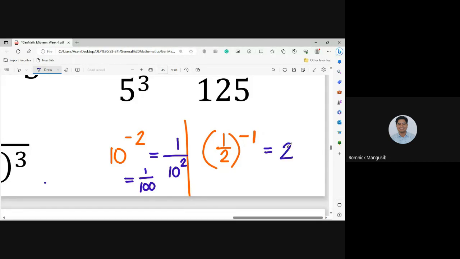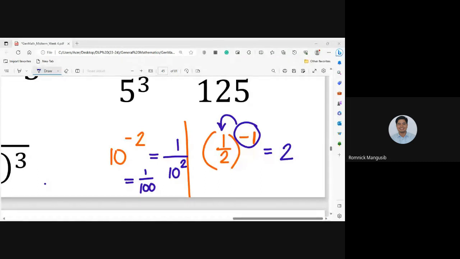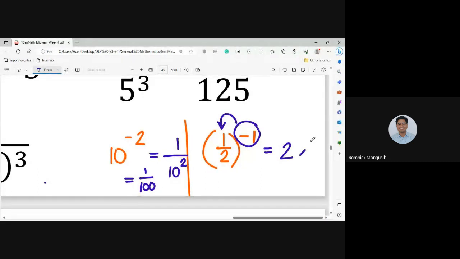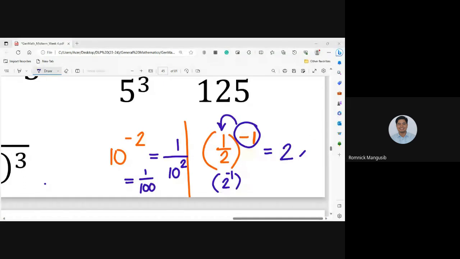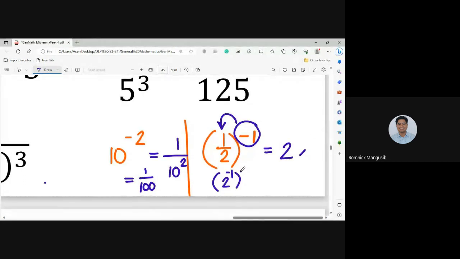The other number, 1/2 raised to negative 1, okay, is equal to 2. Correct. Pero paano nangyari yan, class? Itong si negative 1, inuutusan niya lang si 1/2 na kunin ang kanyang reciprocal, which is 2. So the answer is 2. Okay? Pwede din naman nito. 2, di ba si 1/2 is equal to 2 raised to negative 1. O may exponent pa doon na negative 1.